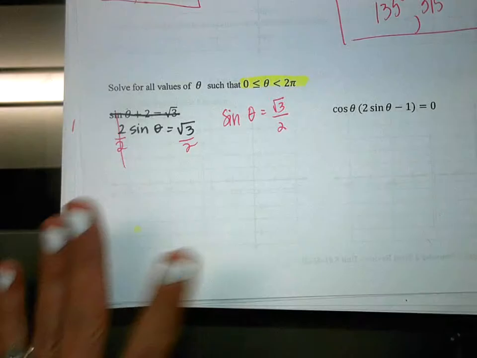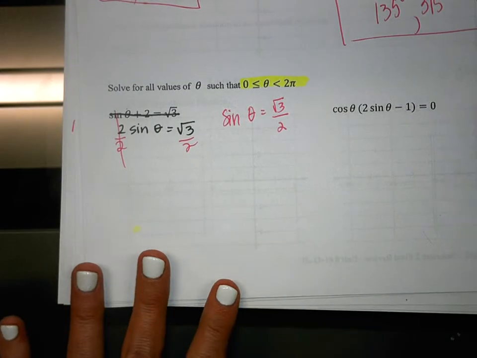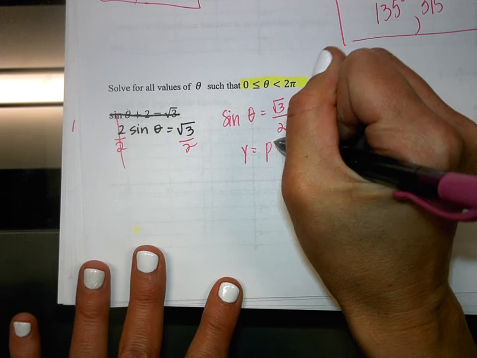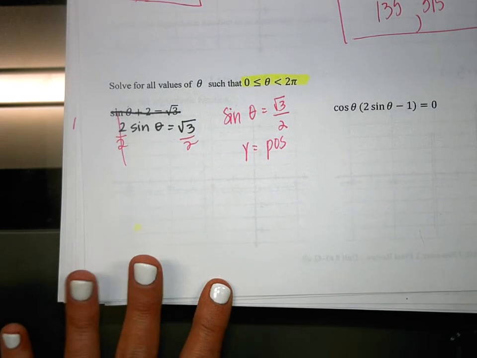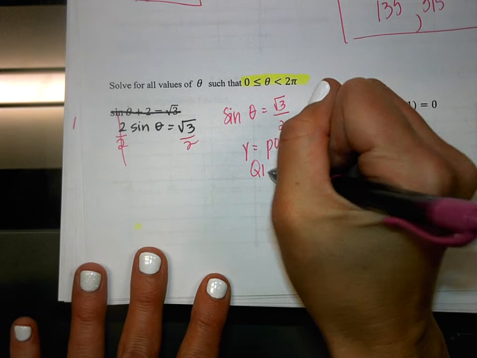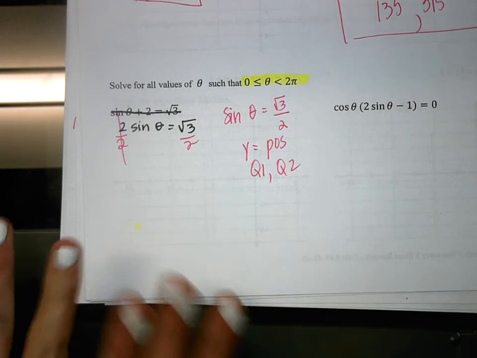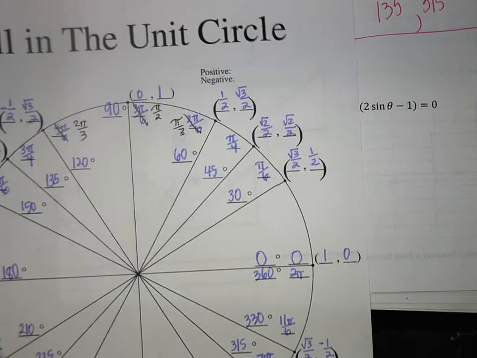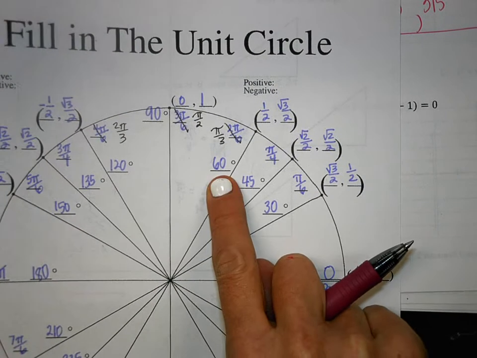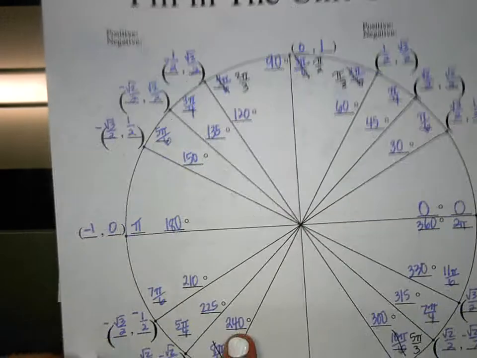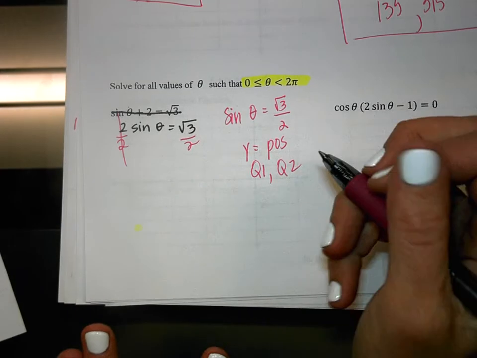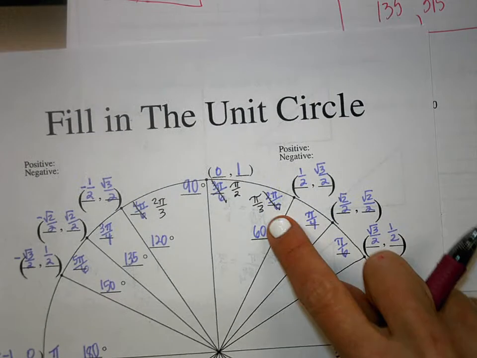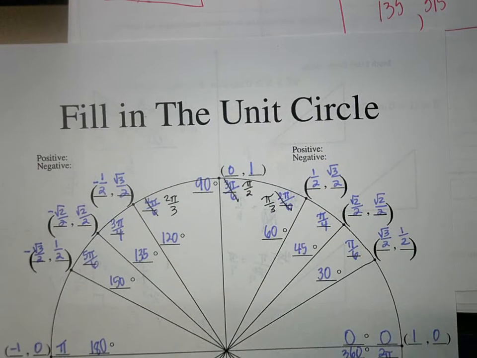We know that sine is dealing with y, and we want y to be positive. And what quadrants is y positive? 1 and 2. Quadrant 1 and quadrant 2. So we go to quadrant 1 and 2. We want to find where y is √3/2. 60 and 120. Oh, but we don't want to write in degrees, right? What are we writing it in? So it's going to be 2 pi over 3.